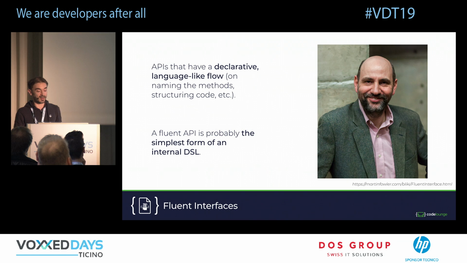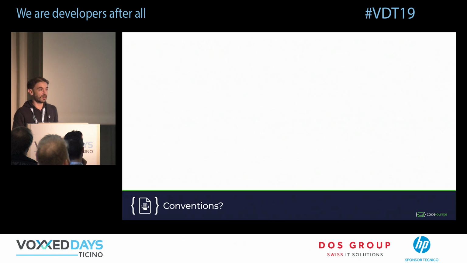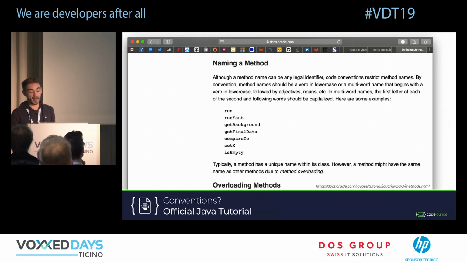And this idea of having a fluent API is probably the simplest form of an internal DSL. And you can do it with almost every language, actually, with most languages. The point is that some things, when you use a DSL, may slightly change. So let's focus, for example, on conventions for naming methods. If you take the official Java documentation, you will see that there are many things that are recommended.